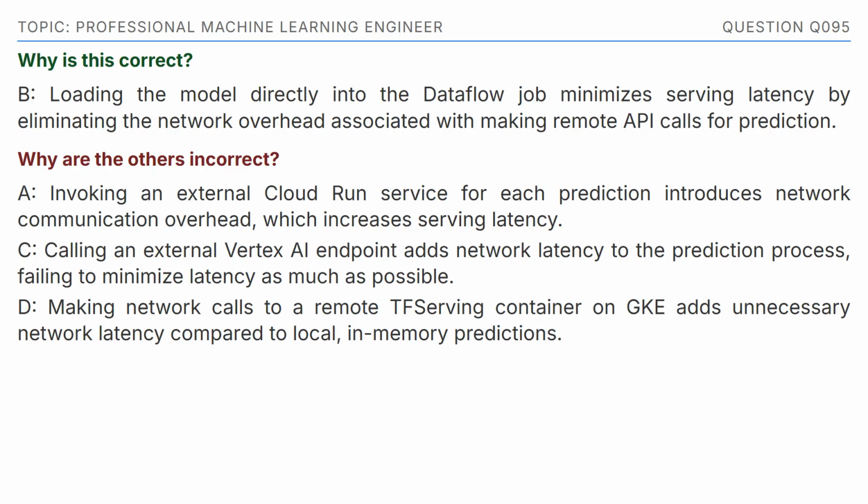A. Invoking an external Cloud Run service for each prediction introduces network communication overhead, which increases serving latency. C. Calling an external Vertex AI endpoint adds network latency to the prediction process, failing to minimize latency as much as possible. D. Making network calls to a remote TF serving container on GKE adds unnecessary network latency compared to local, in-memory predictions.